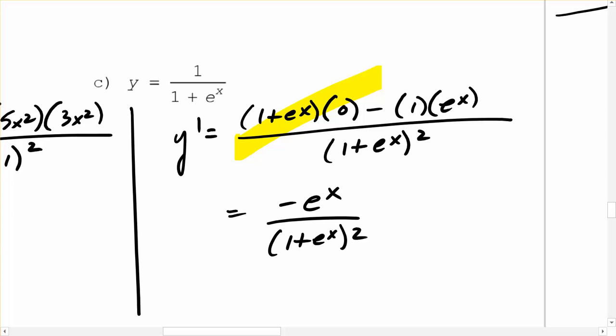Yeah, done. That's it. These rules will be muscle memory to you. You won't have to think about it. You're just going to do them.